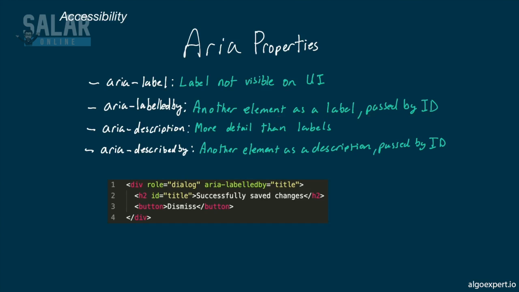So in the example below of the dialog, you can see the H2 with successfully saved changes is being used as the label for the entire dialog. Next, we have the ARIA description. And what this does is it allows you to provide a more detailed description of an element, so it works just like ARIA labels, except it can be a little bit longer, it can be more detailed. And then ARIA described by works just like ARIA labeled by, except again, this is for a description, so it's meant for a long form description of the content rather than just a quick little heading or label about it.